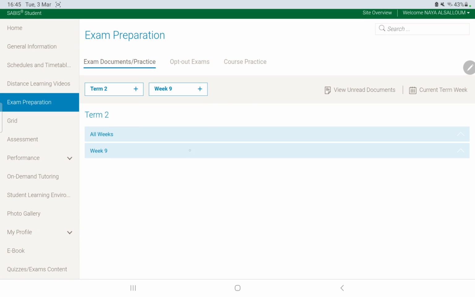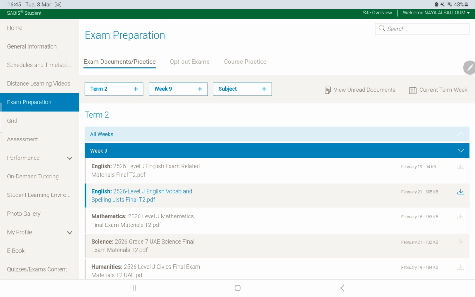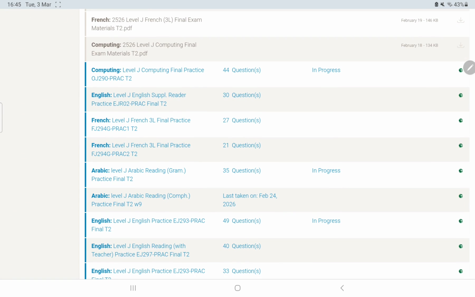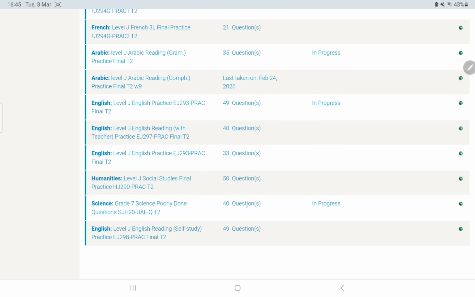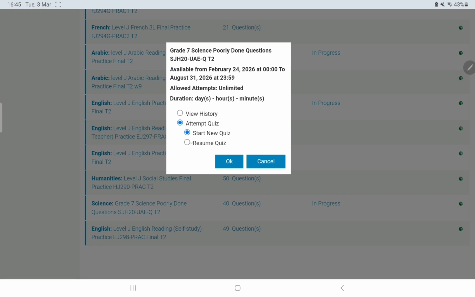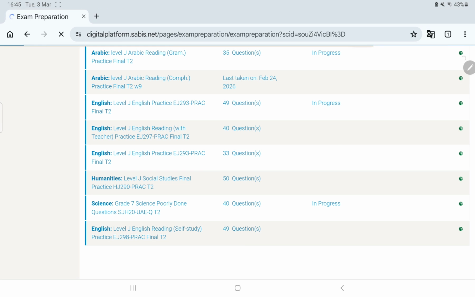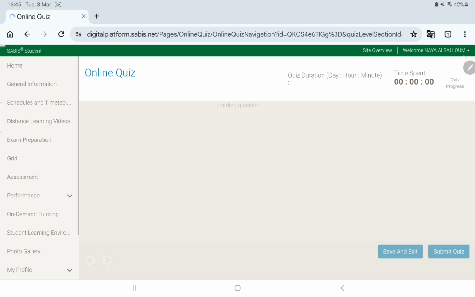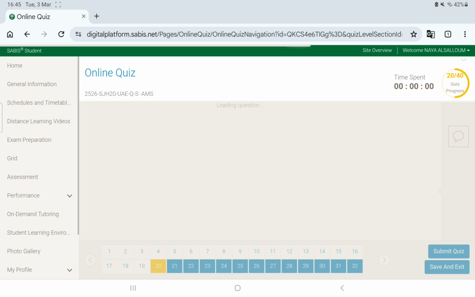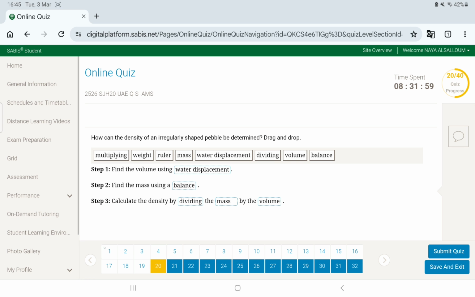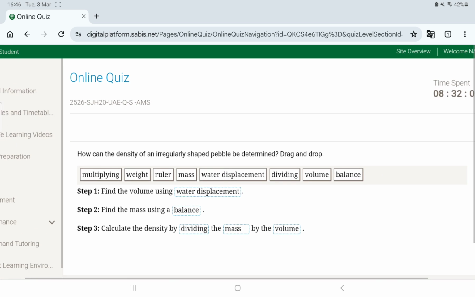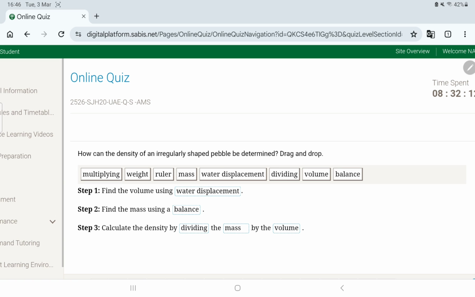This is the second part of solving the science poorly answered questions quiz. Here, the poorly done questions. And we're going to resume it. So we did questions 1 all the way up to 20. In this part, I will be revising question 20 and going forward to question 40. So let us just revise this question.